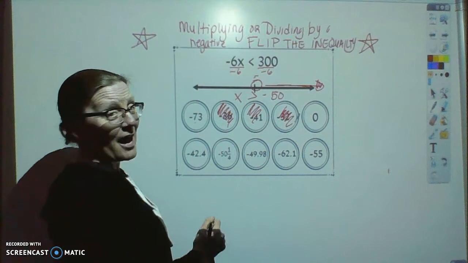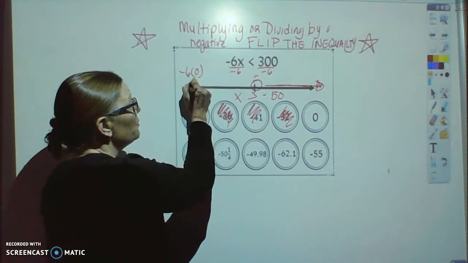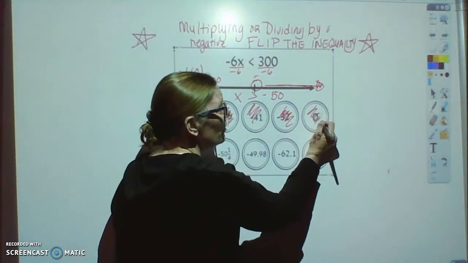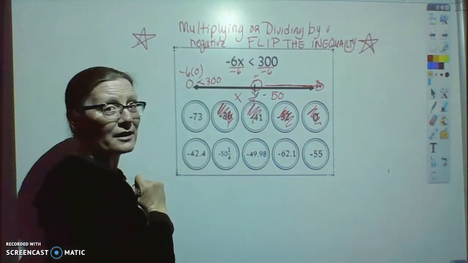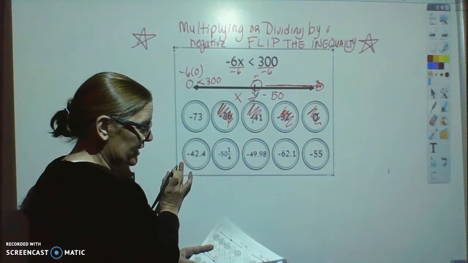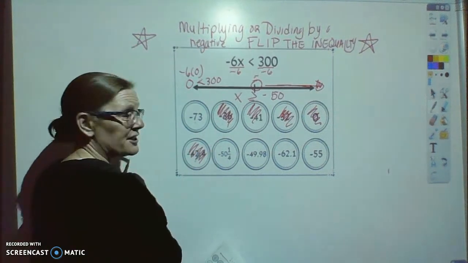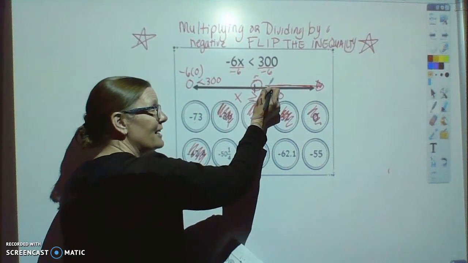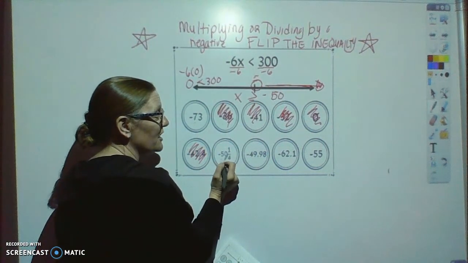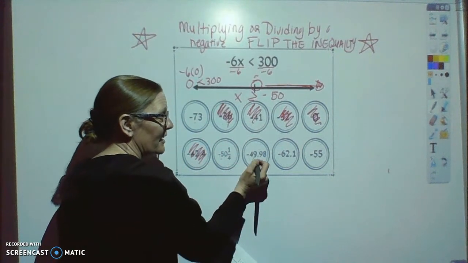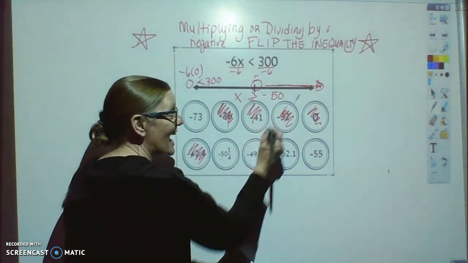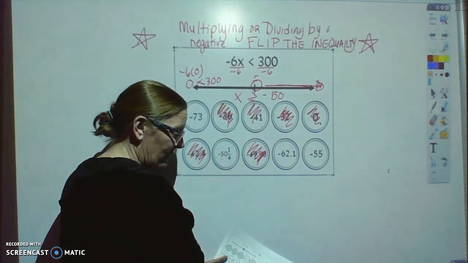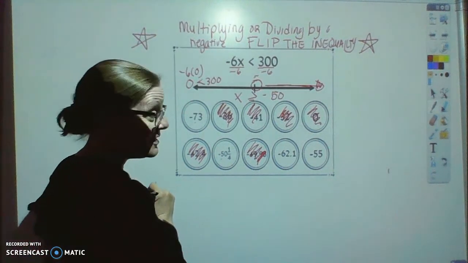Zero is always a good one to check. Negative 6 times 0 is 0. Is that less than 300? Yep. So you know you graphed it and you know you got your inequality right. All right. Negative 42.4 is also to the right, right? Because it's greater than negative 50. But this one is going to be to the left, so this is not an answer. Negative 49.98, that is getting closer to 0. That's an answer. Negative 62 and negative 55 are not solutions in this case.